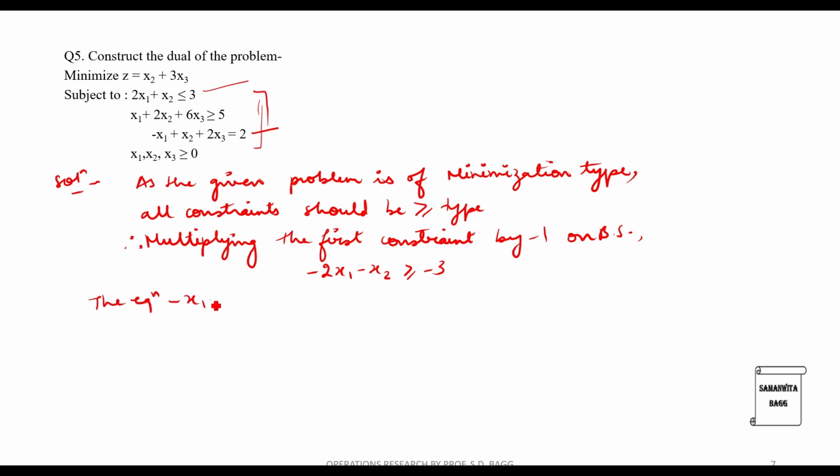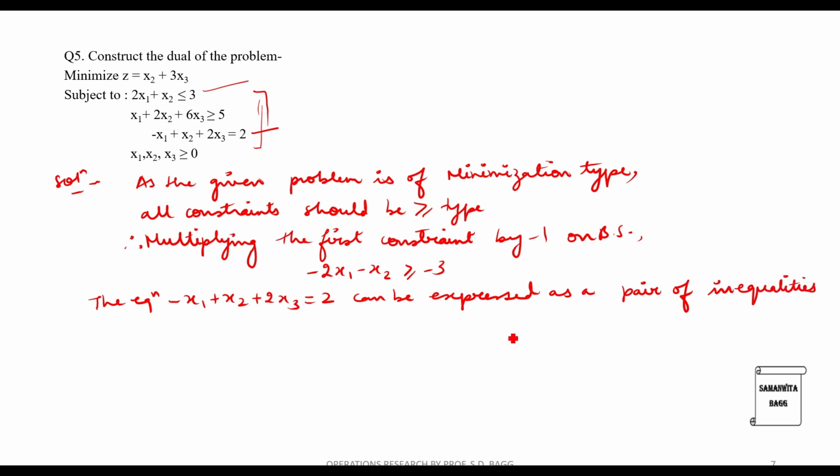The equation -x1 + x2 + 2x3 = 2 can be expressed as a pair of inequalities. So this will now be -x1 + x2 + 2x3 ≥ 2 and -x1 + x2 + 2x3 ≤ 2. They both should be greater than or equal to because it is of minimization type.